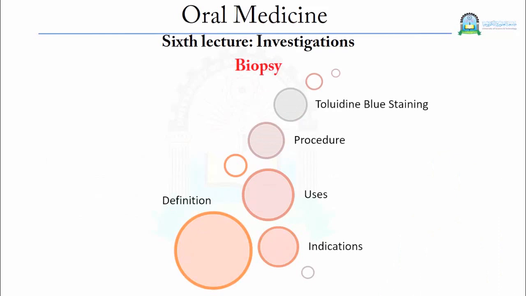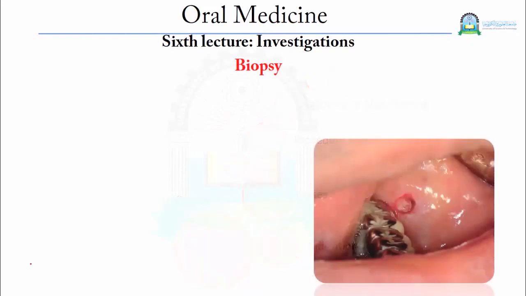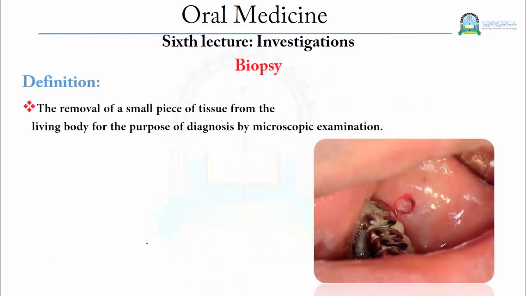So we will talk about the definition of biopsy, indications of biopsy, uses of biopsy, the procedure of how you will perform an incisional and excisional biopsy, and we will talk about the vital stain such as toluidine blue stain. Definition of biopsy: the biopsy is the removal of a small piece of tissue from a living body for the purpose of diagnosis by microscopic examination.